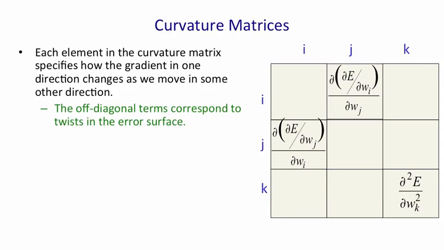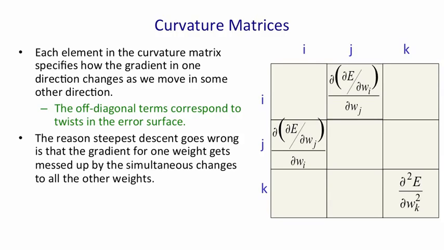So the off-diagonal terms in a curvature matrix correspond to twists in the error surface. A twist means when you travel in one direction, the gradient in another direction changes. If we have a nice circular bowl, all those off-diagonal terms are zero. As we travel in one direction, the gradient in other directions doesn't change.